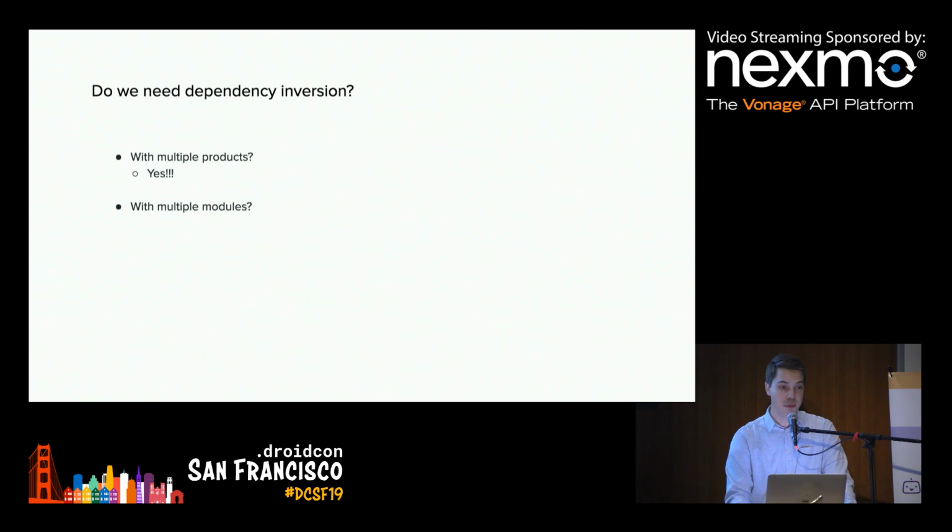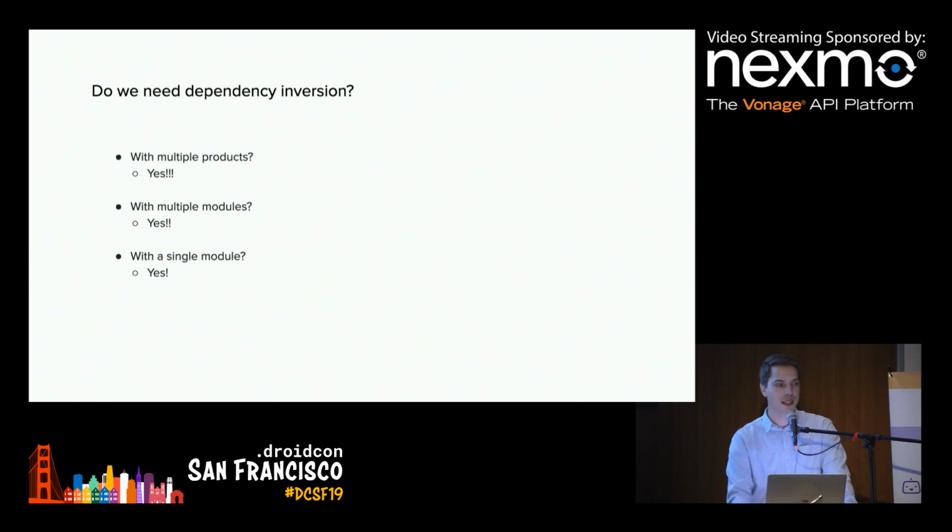What happens if you have multiple modules, but you only ship one product? So you have a modularized code base, the example that we had in the beginning. Even then, you should use dependency inversion in order to break up coupling between the modules. What if you only have one single module? Remember from the beginning, this one gigantic application module. Do you need dependency inversion there? And here I would argue, yes, even in this case, you need dependency inversion.